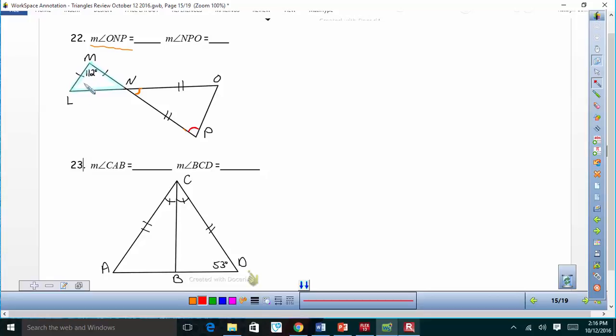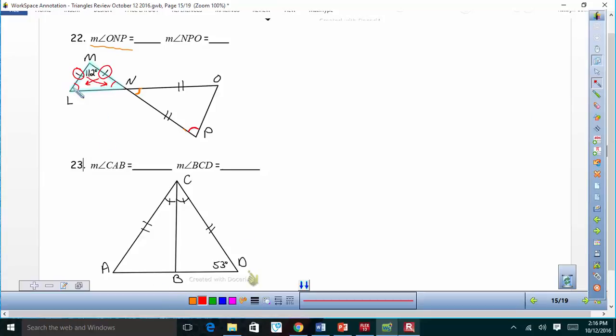It's isosceles, okay? So because of these tick marks, that means that these two sides are equal, which means what about the angles opposite of them? They're congruent. So this angle here, which is opposite of this side, is going to be congruent to this angle here, which is opposite of this side.